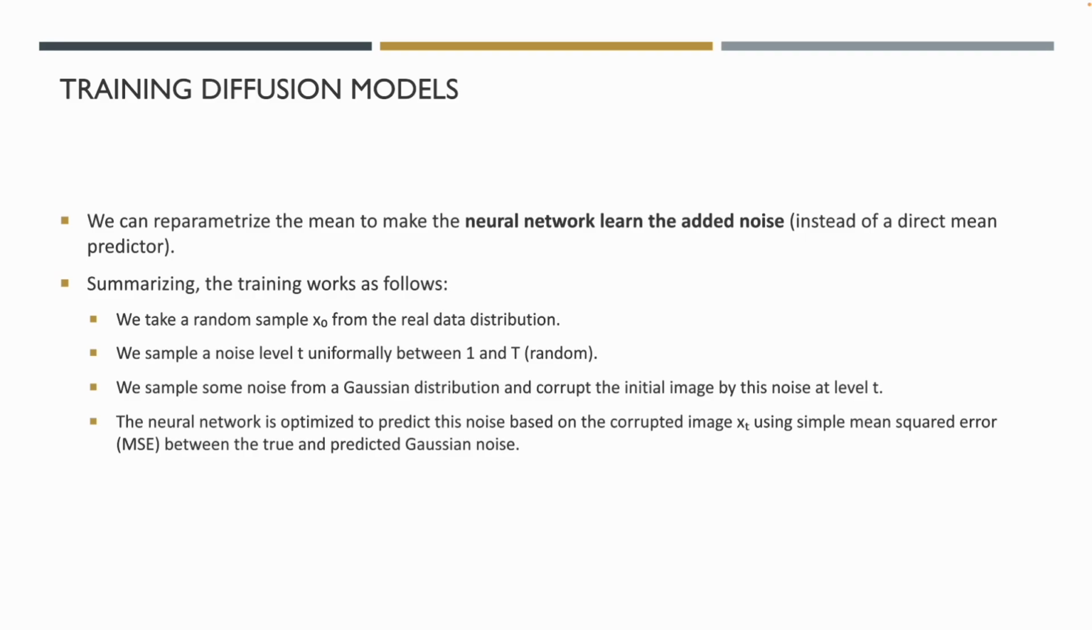Summarizing, the training works as follows. First, we take a random sample x0 from the real data distribution. Then we sample a noise level t uniformly between 1 and T. So this is sampling the noise level randomly. Then we sample some noise from a Gaussian distribution and we corrupt the initial image by this noise at level t. The neural network is trained to predict this noise based on the corrupted image xt, using a simple mean square error between the true and the predicted Gaussian noise.